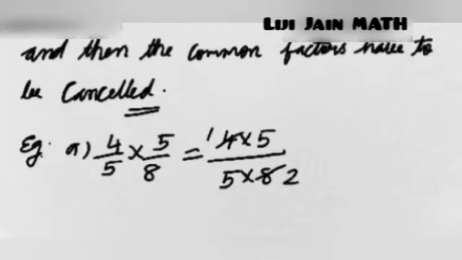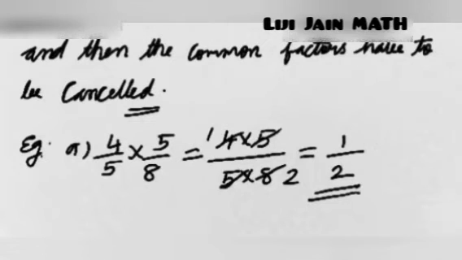Then, can we cancel any 5 and any of the denominator? Yes, 5 and 5 can be cancelled. 5 ones are 5, so both are cancelled. 5 in the numerator and 5 in the denominator can be cancelled. That's enough. So, what remains? What is the answer? In the numerator, 1 only is left, and in the denominator, 2. So, the answer is 1 by 2. Isn't it? Very easy.